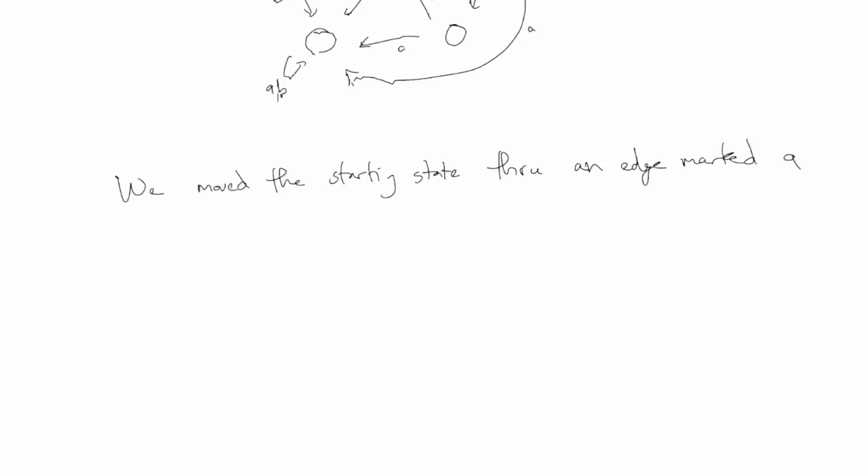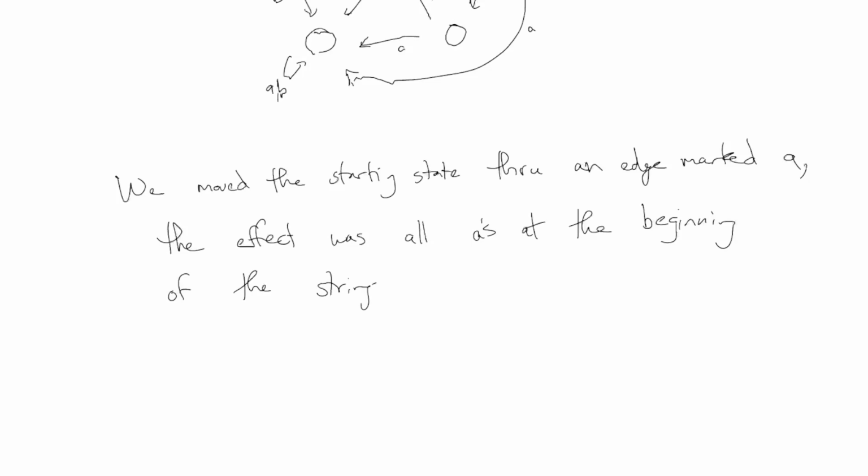marked A. What I mean is, the starting state moved from where it used to be to where it is now by going across one edge which had an A on it, all right? So we moved the starting state through an edge marked A, and the effect was that all A's at the beginning of the strings got deleted. That is to say, the strings used to look like a b cubed to the n, and now they look like just b cubed to the n. The a's got removed from every string of the language. Actually, this is the derivative with respect to a. This is what it does, all right? But we'll get to that eventually.